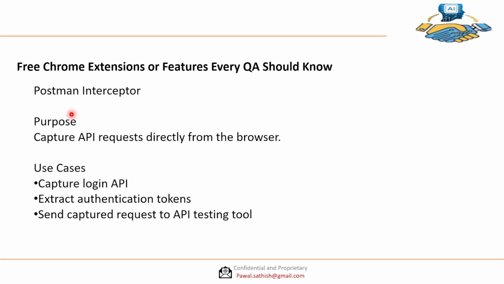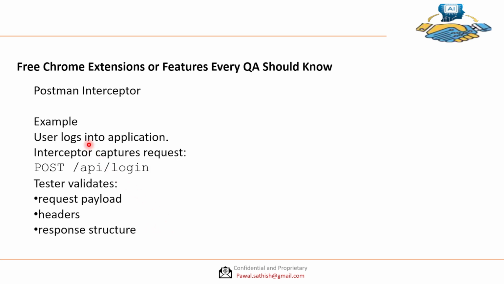The next extension we can use is Postman Interceptor. It captures the API request directly from the browser. For example, it captures the login API, extracts the authentication tokens, and sends the captured request to the API testing tool. Here I give the example: the user logs into the application. This is the request, and the tester can validate the request payload, headers, and response structure.